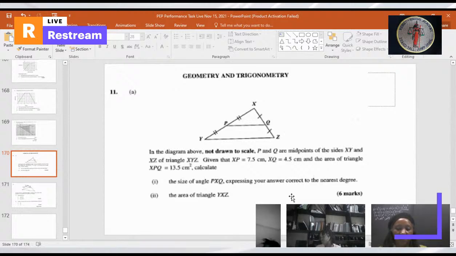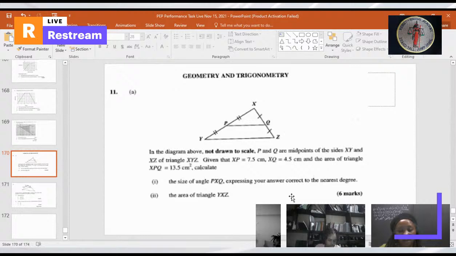Remember, we double the lengths because the lengths of the small one touch the midpoint of the big one. So the big one is twice the length of the small one. So the length for the big one is 4.5 times 2, which is 9, and 7.5 times 2, which is 15. So we use the area of the triangle, half AB sine C. So half times 9 times 15 times the sine of 53, because we just worked out that the angle is 53 degrees. So that's one way to find the area of the big triangle.